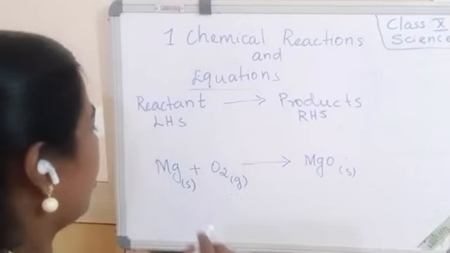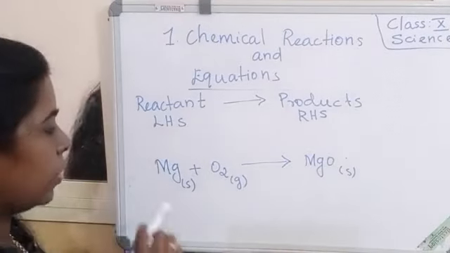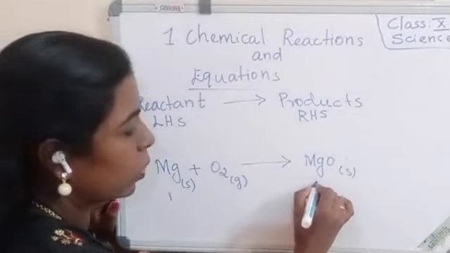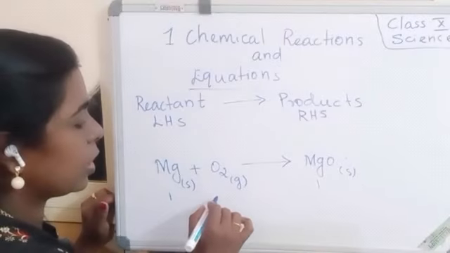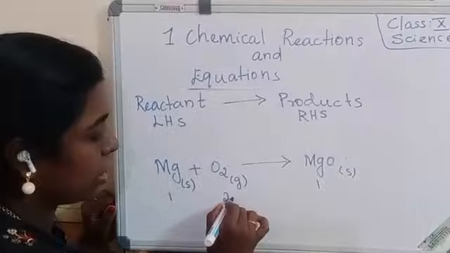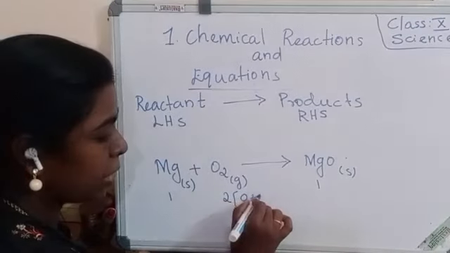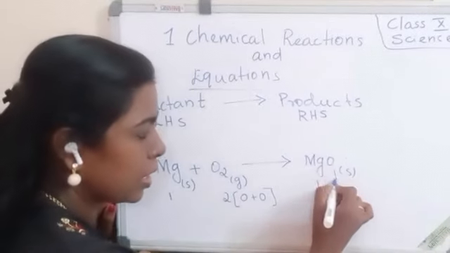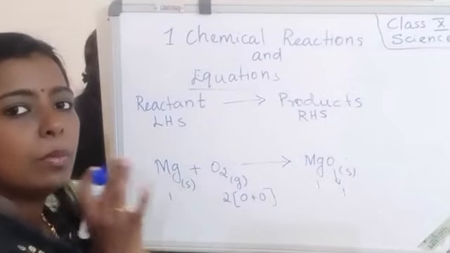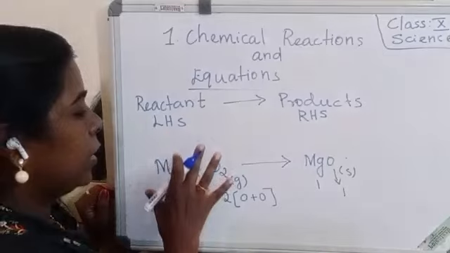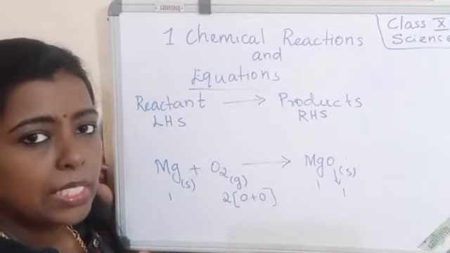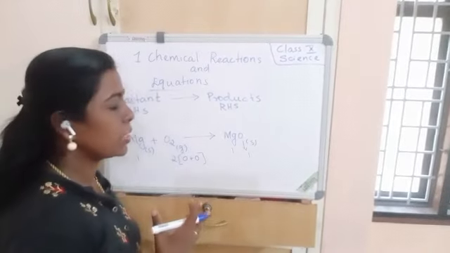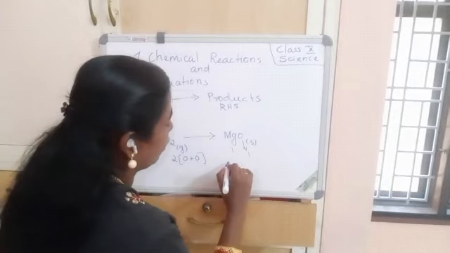How can we say? Here 1 mole of magnesium is present, that is 1 magnesium. In the product also 1 magnesium is present. But in oxygen, 2 oxygen atoms are present, O plus O, that is O2. In the product, only 1 oxygen is present. So it is an unbalanced equation. This unbalanced equation is otherwise known as a skeletal chemical equation.